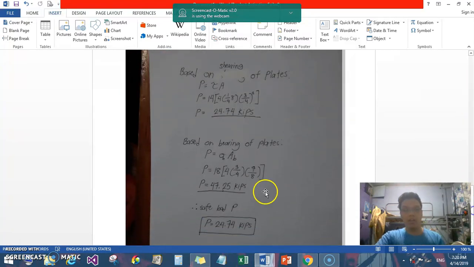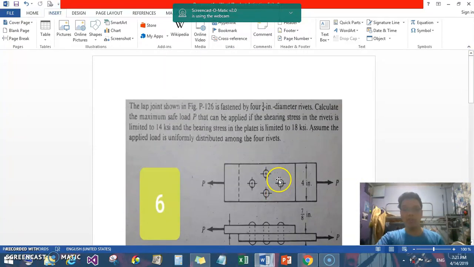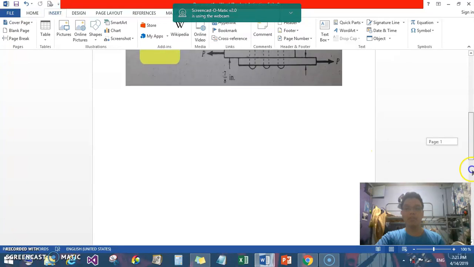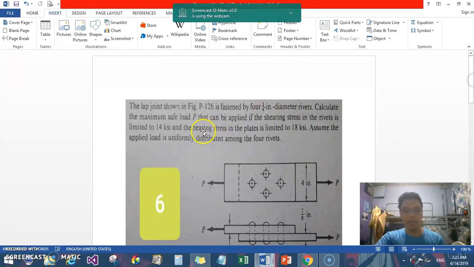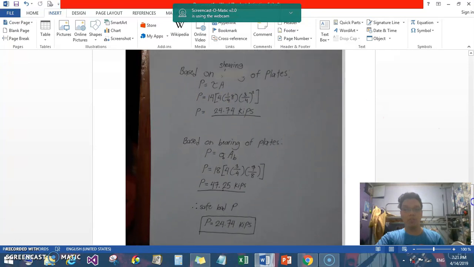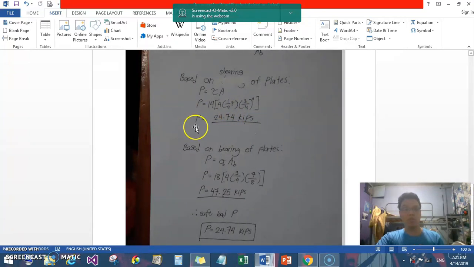And again, it is multiplied by 4, which corresponds to the 4 rivets used: 1, 2, 3, 4 rivets. And of course, it is multiplied by the bearing stress, which is 18 ksi. Now, calculating it, we finally got 47.25 kips. As you can see here, there are two resultant forces, 24.74 kips and 47.25 kips.